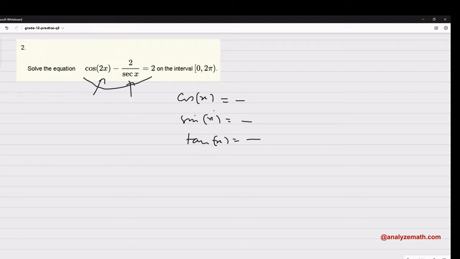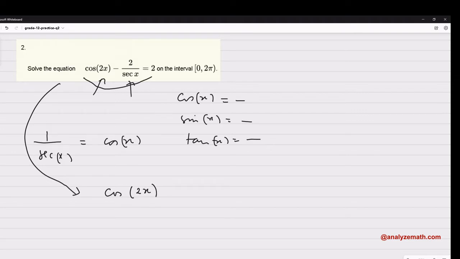Now, when we look at this equation, we have a cosine of 2x, and we have the secant, which is in the denominator. Let's deal with the denominator. We know that 1 over secant x is equal to cosine x. So our equation can be written as cosine 2x minus 2 times cosine of x, equal to 2.